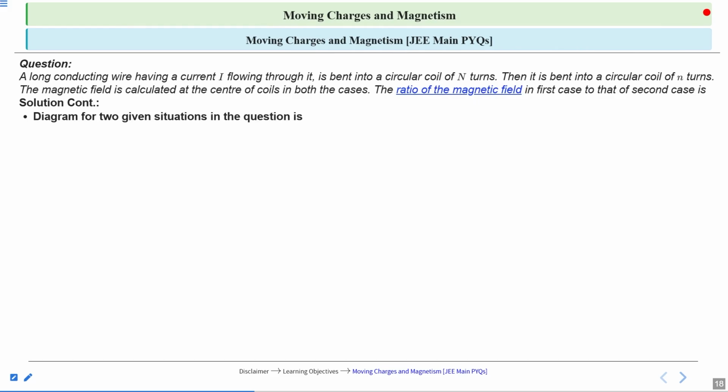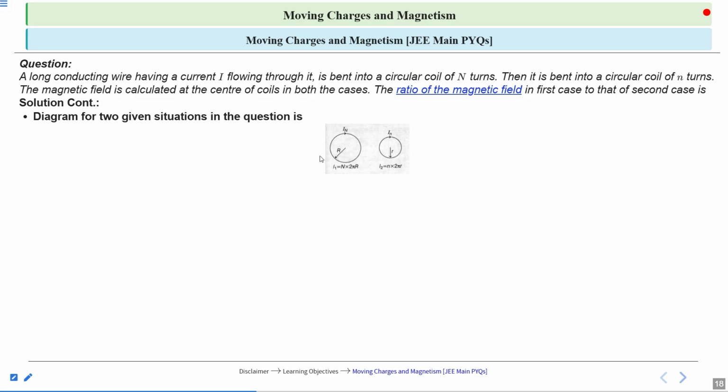Now the diagram for the two given situations. We are going to represent the two cases given in the question in the form of a diagram. So this is the required diagram. The first coil, in the first case, carries current I with capital N turns. This is I N, and this is L1, not I1, so don't confuse it with I1.